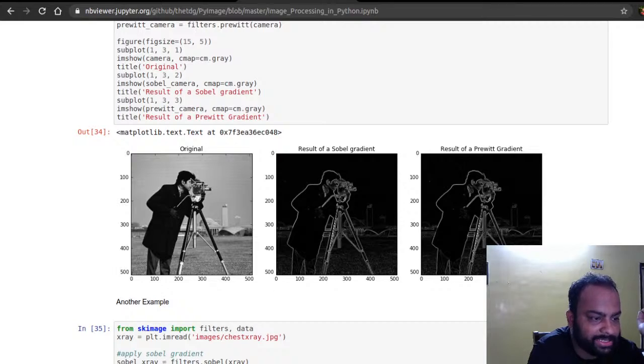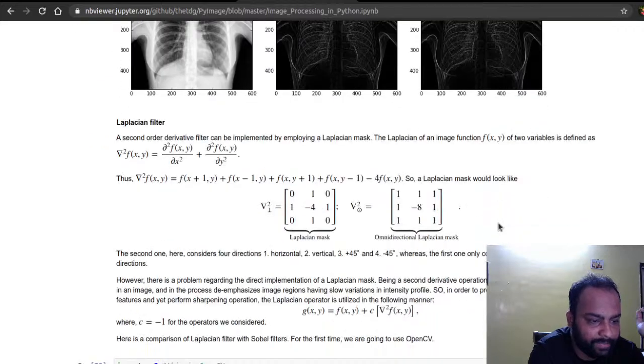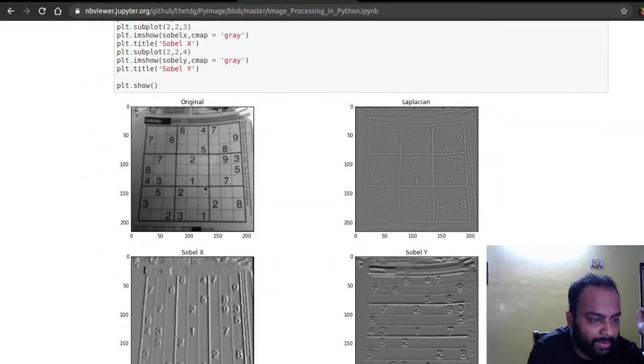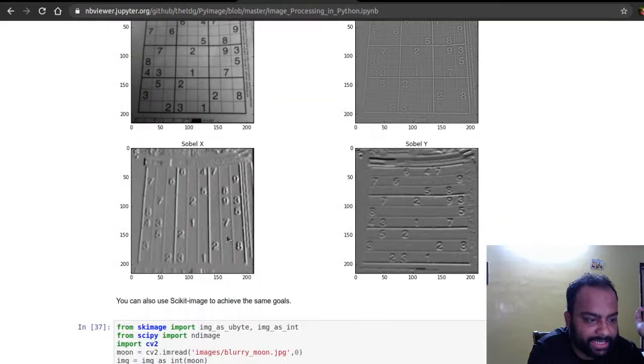And there are several other things. So for example, look at this image. We have detected only the edges. Okay, and look at this one. We have only detected the vertical edges, and horizontal edges.